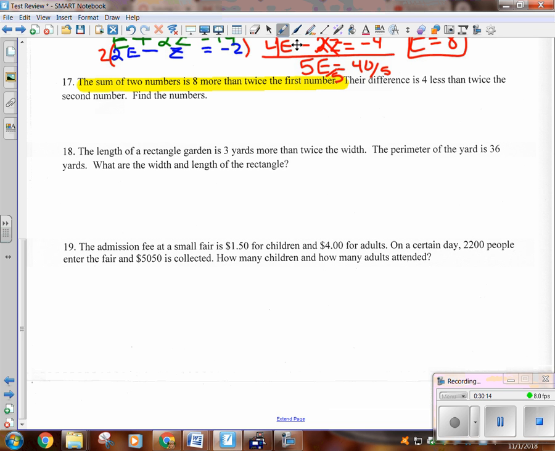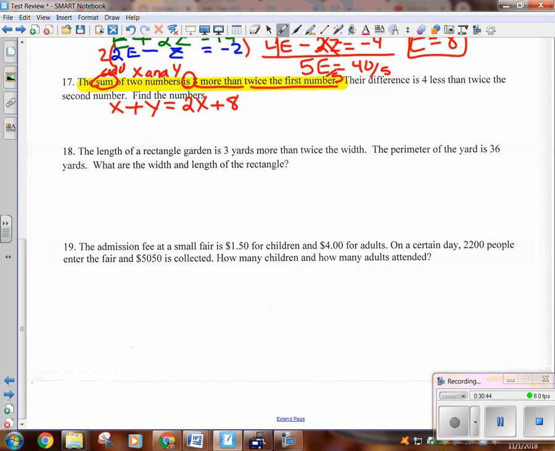I don't know what the two numbers are, so I'm going to use x and y. Sum means I'm going to add those two numbers. So it's going to be x plus y is 8 more than. Okay, 8 more than implies that there's something there already, and you're going to have 8 more than whatever that is. So I'm going to go to the end and put plus 8. Twice the first number. Well, x came first. I'm going to let that be my first number, so twice x.